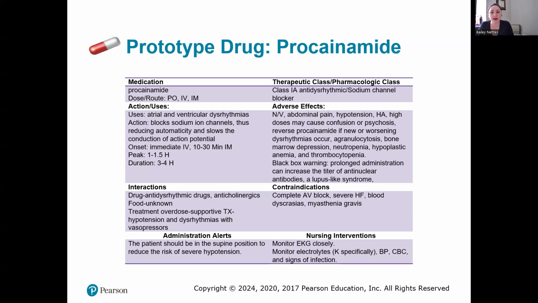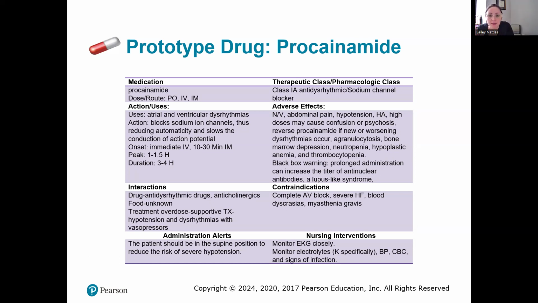It blocks the sodium ion channels and it reduces the automaticity and slows the conduction of the action potential. So what that means is it reduces the automaticity. It tells that SA node to slow the heck down, and to stop making it beat so fast, please. So it slows the conduction of the action potential. So that QRS, that's the action potential, says slow the heck down. That's what this does.